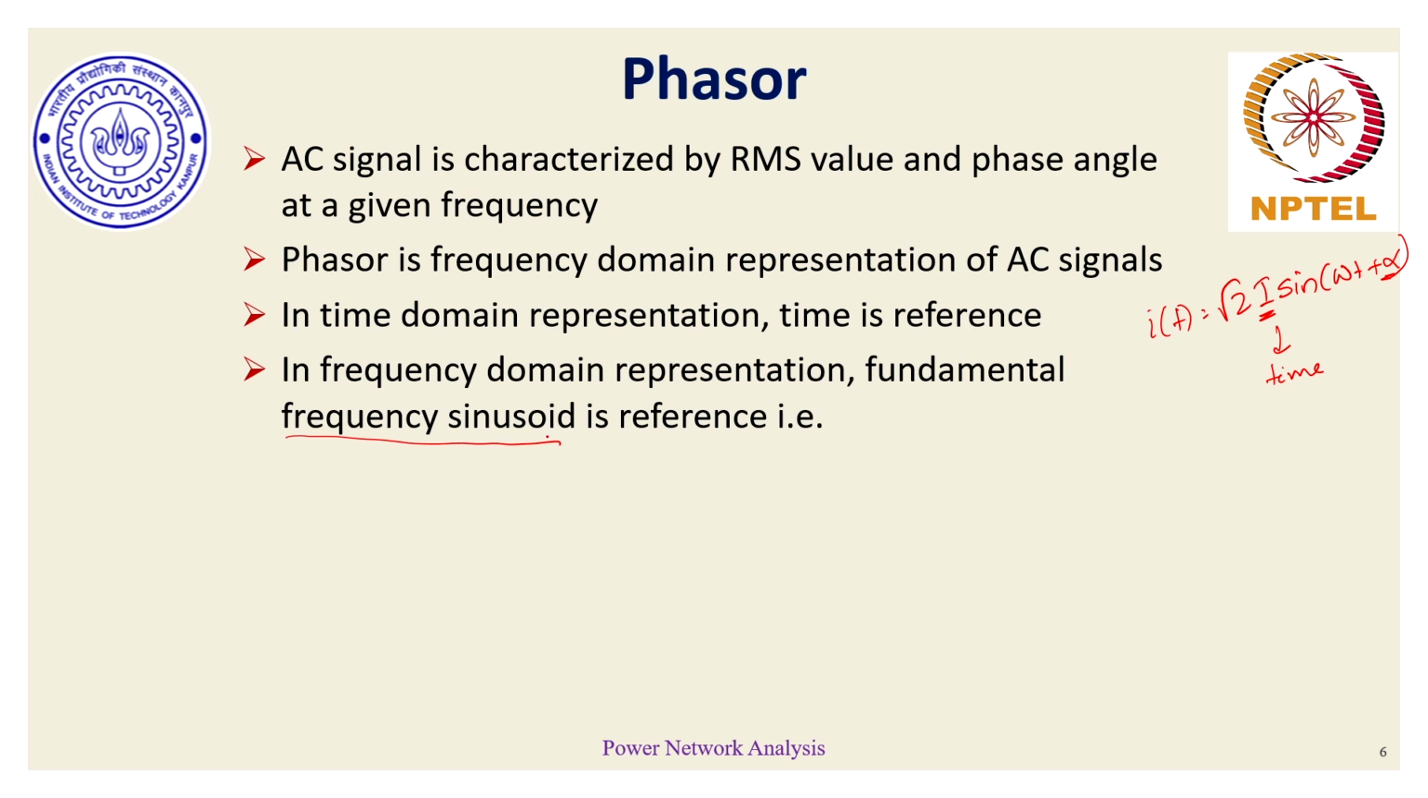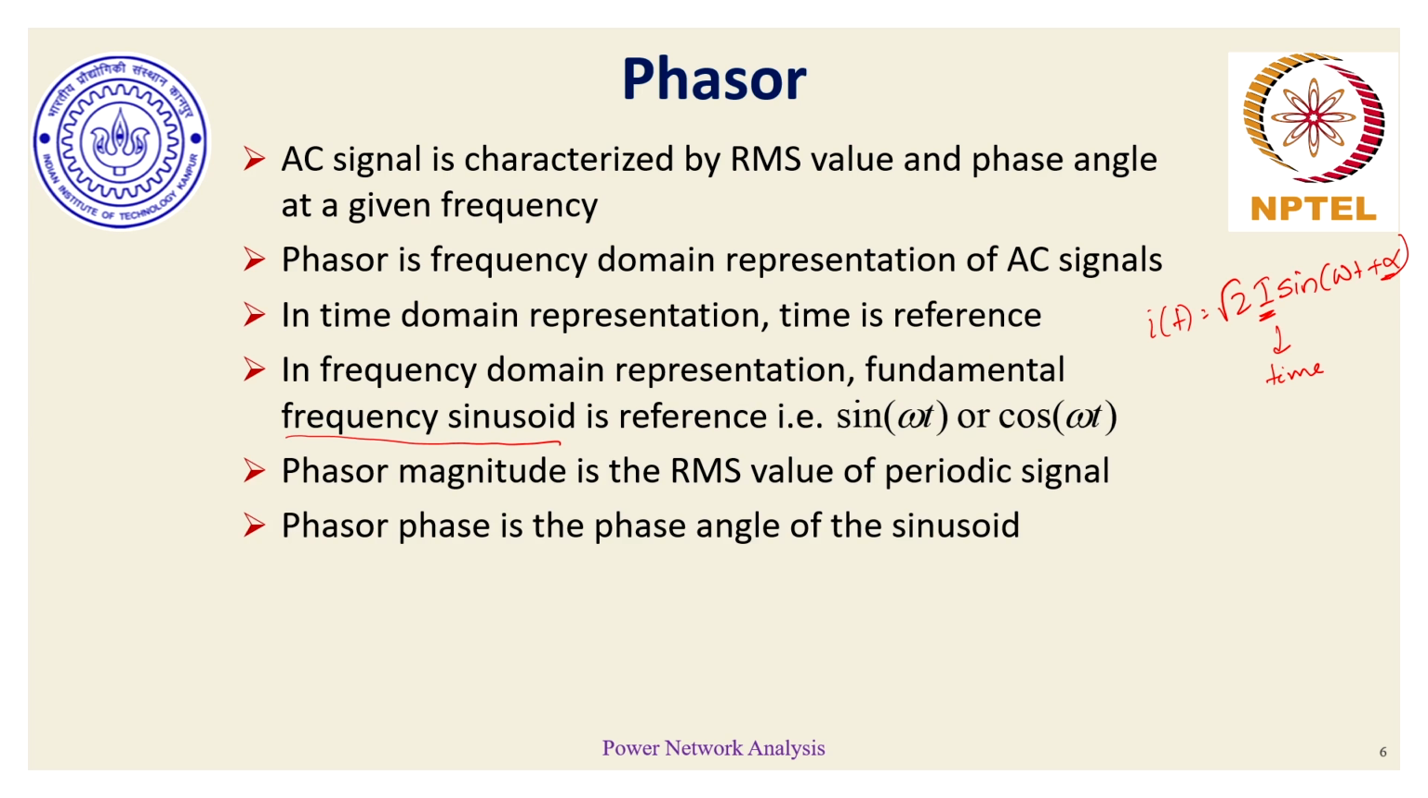In phasor domain representation, the frequency reference is very important. So typically, since sine and cosine form the basis for defining periodic signals, depending on whether sine omega t or cos omega t is being defined as a reference for phasor representation, this phasor would essentially have a value of capital I, which is nothing but the RMS value, and depending on what the value of alpha is, which is the phase angle, that would also be part of the phasor angle or phasor representation.